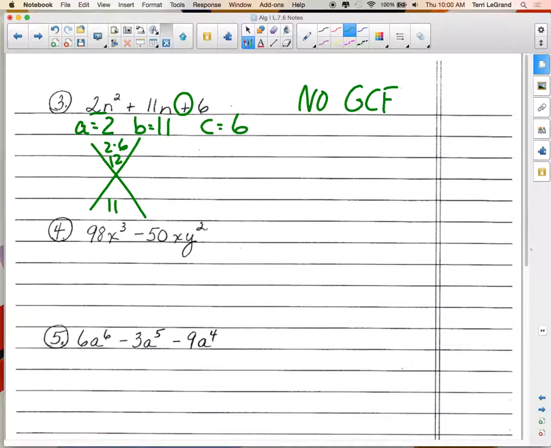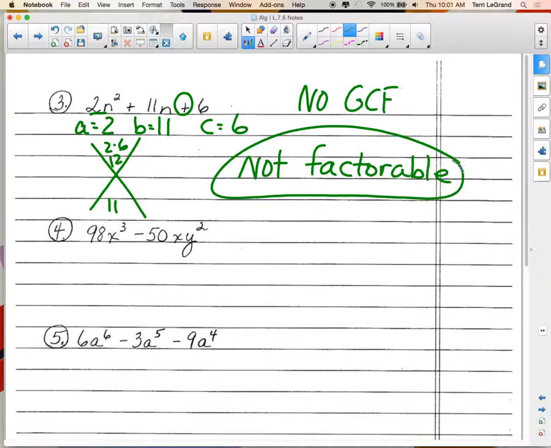This is not factorable. And this much shows up. This supports our claim that it is not factorable. We could not find anything that multiplied to be 12 and added up to 11. We showed that we can't GCF it. We showed that we tried the diamond method on it. That's our support for it not being factorable.